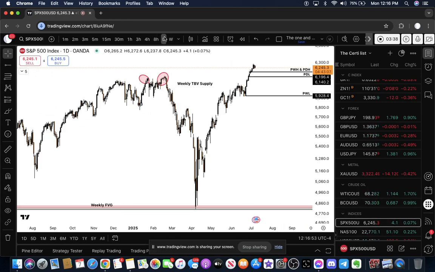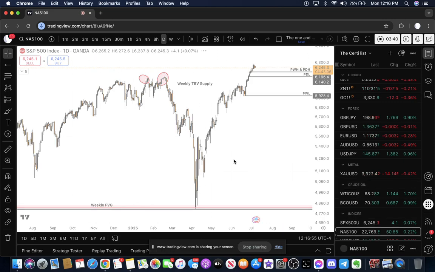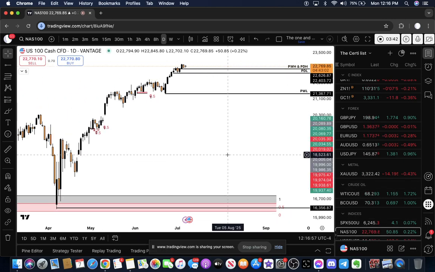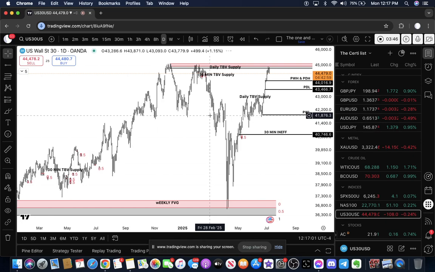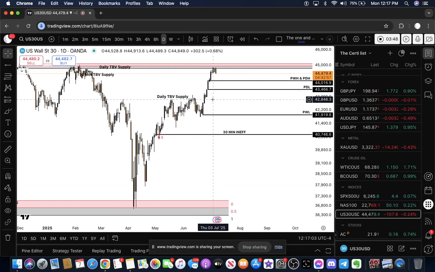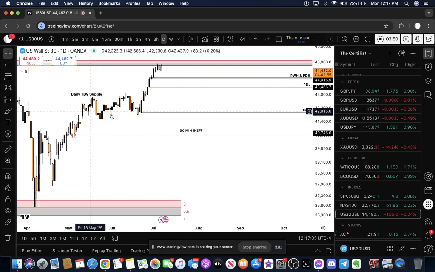S&P, all-time high was taken out, so we are in a never been seen before area of price with S&P and NAS. US 30 looks like now we're going to take that area out. Overall, let's see what happens.